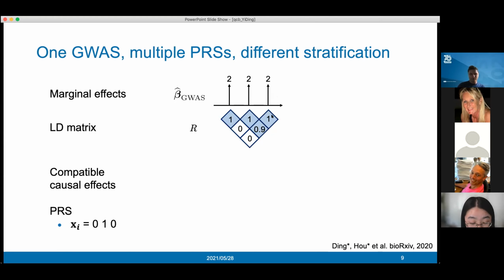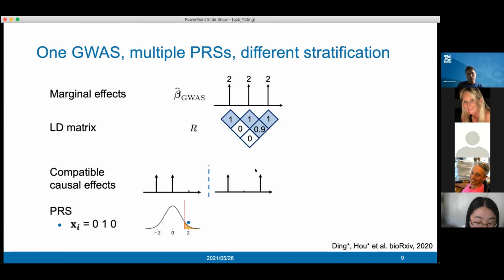But for the second and third SNPs, because they are highly correlated, multiple causal effect sizes and causal configurations are compatible with this observation. For example, it's possible that the second SNP is causal and the third SNP is just tagging the effect of the second. Under such a causal configuration, if we are given an individual who carries a genetic variant at the second SNP, we will give a very high PRS prediction and might conclude it is a high-risk individual. However, there's another setting that's equally probable. It's very likely that the third SNP is causal and the second SNP is just tagging the effect of the third. Under this configuration, the PRS for the same individual will be zero, and we will conclude it is a low-risk individual.